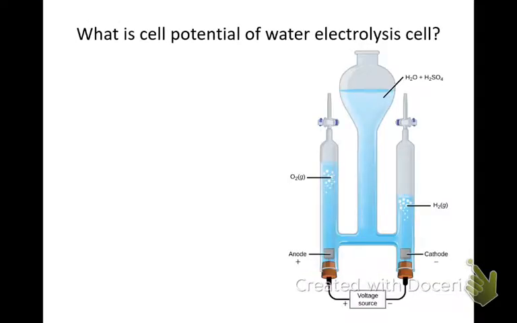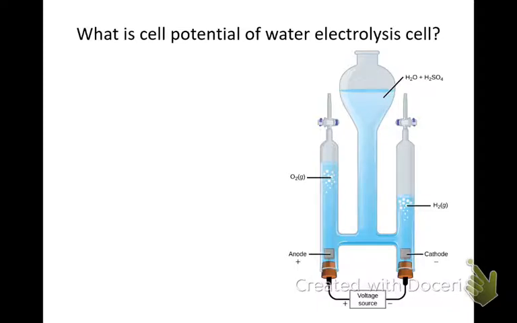Okay, in an electrolysis cell, we can also calculate the potential of the cell using standard reduction potentials the same way that we've done before. However, we're going to expect a negative cell potential instead of a positive one.